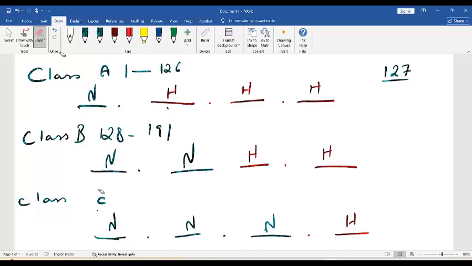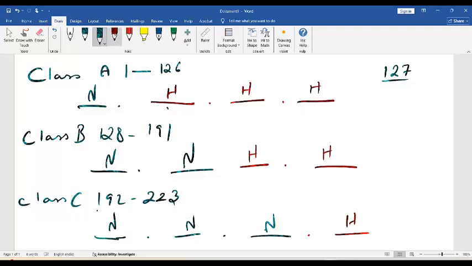And for Class C, it is 192 to 223. So when you see an address, the first number will tell you which class it belongs to.